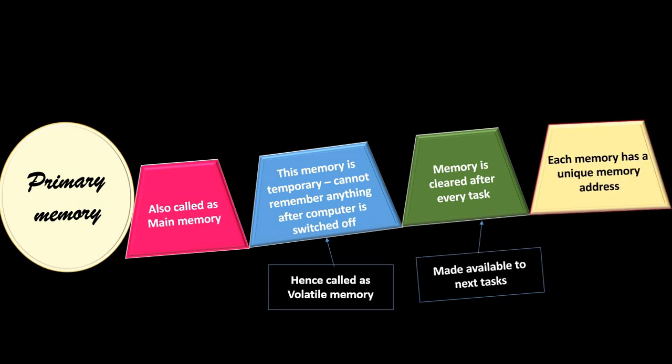The primary memory is divided into blocks. Each block is called a cell and each cell is given a unique memory address. These memory addresses can be used to refer to a specific memory location. The memory visualization is explained in my video on computer memory visualization. The link to this video is in the description box.